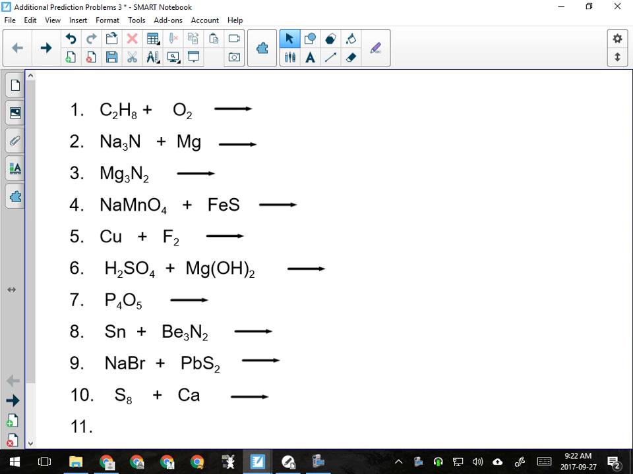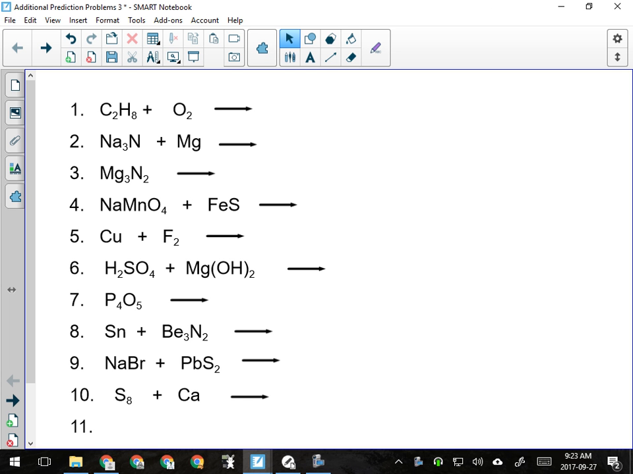Okay, if I'm going to predict the products of a chemical reaction, the first step is that I have to figure out what? What kind of reaction is it? Right. Once I know what reaction type it is, I know what pattern to use to predict the products.